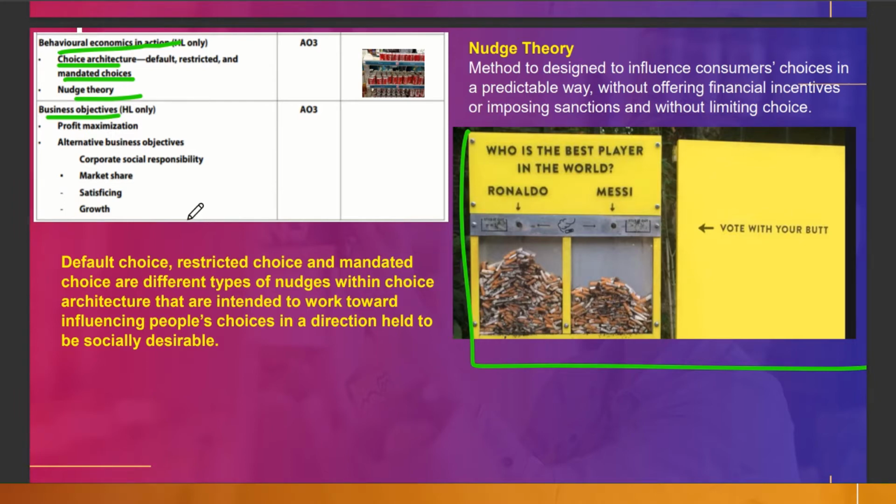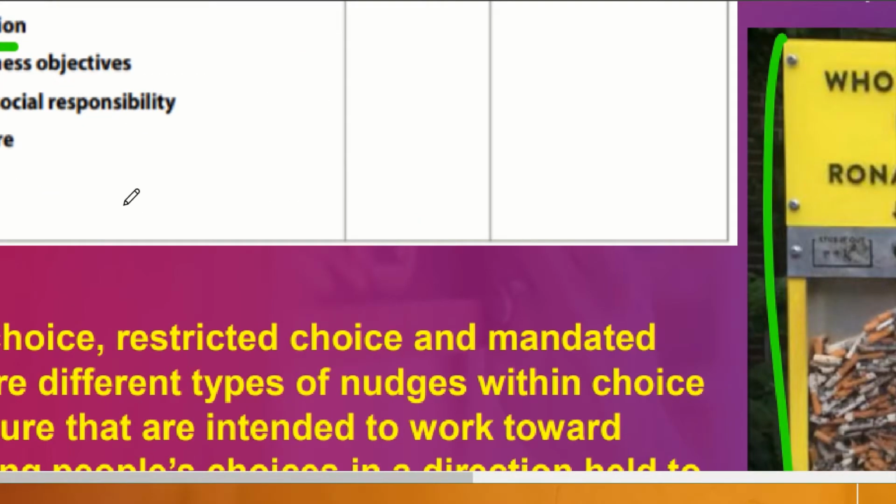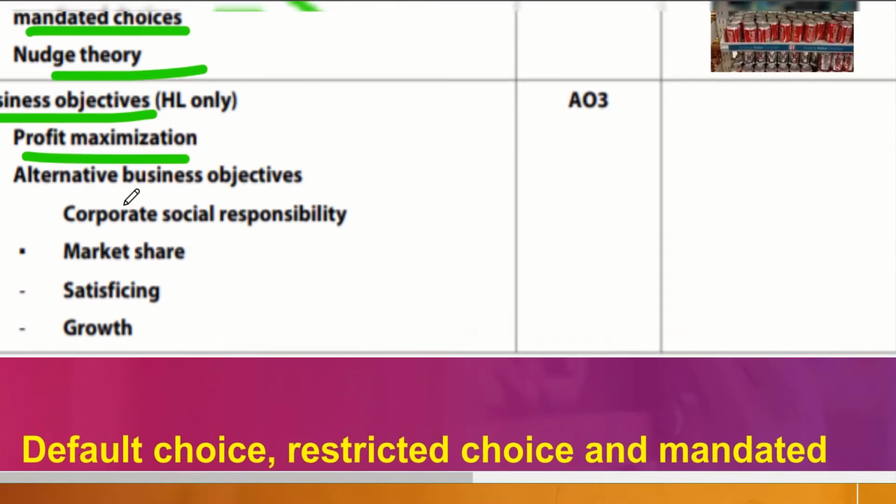See, every business organization has certain objectives. Almost all companies' first objective is maximizing profit. Probably this is one of the objectives of the business.